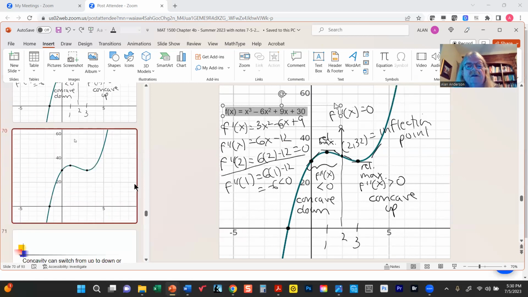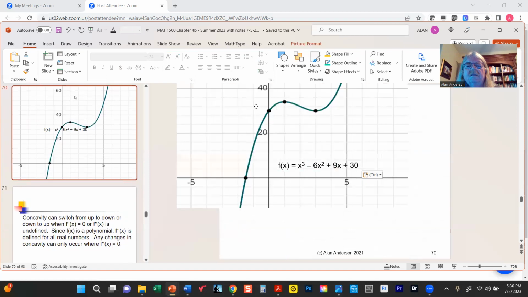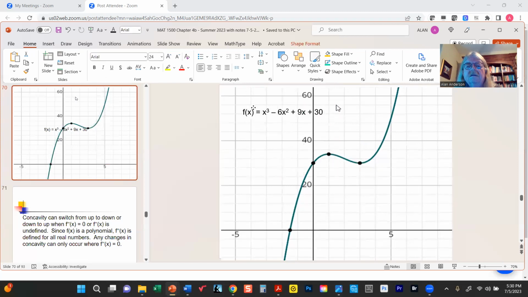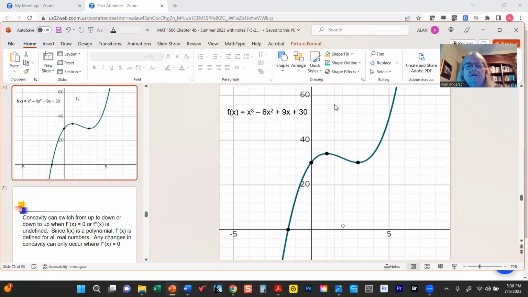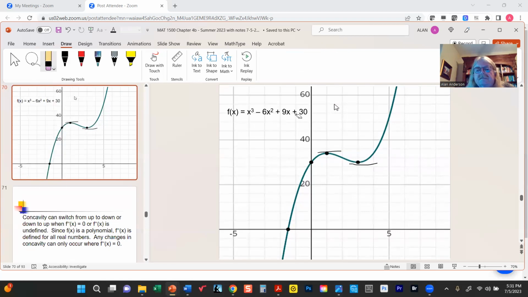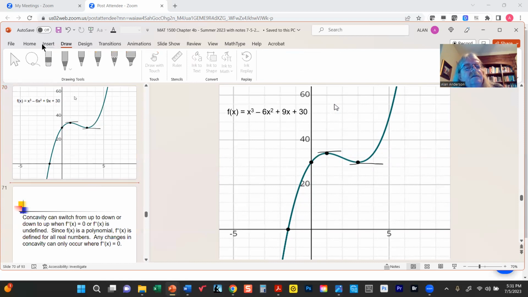Just as reference, let me put this here. All right, so the way it's drawn, it should be pretty clear. Well, maybe it's not clear. We do have a relative maximum and a relative minimum. So we know how to find these. Let's just quickly run through this, just for the practice.